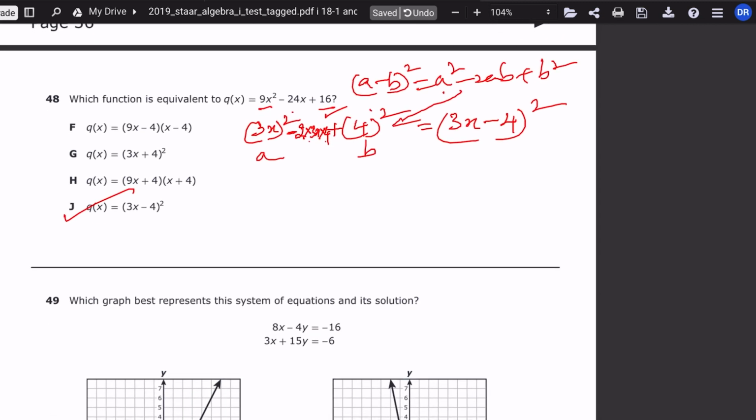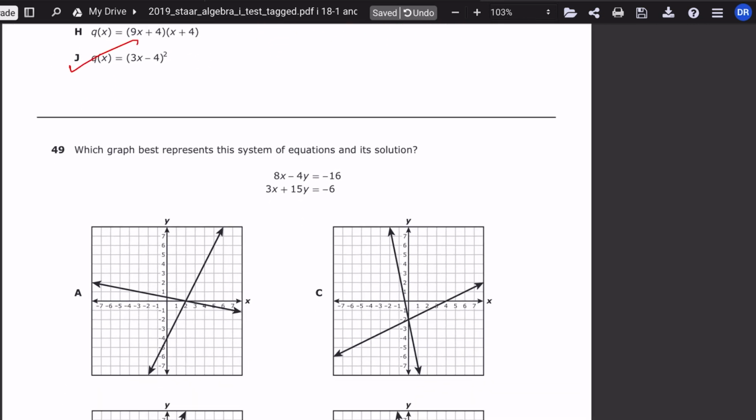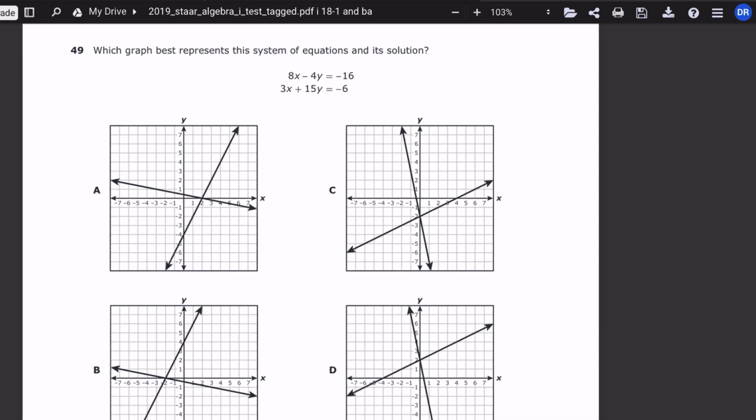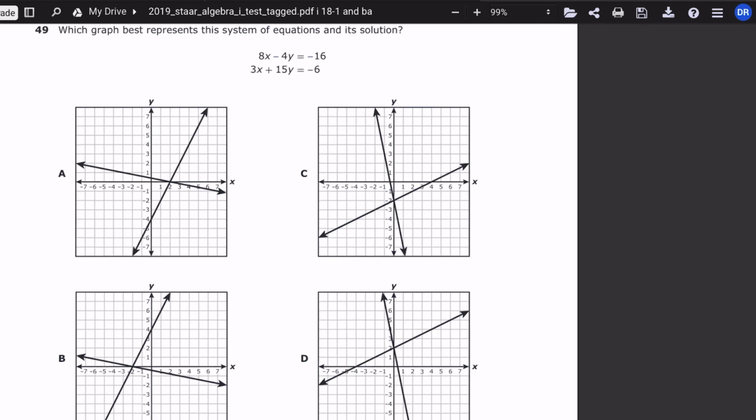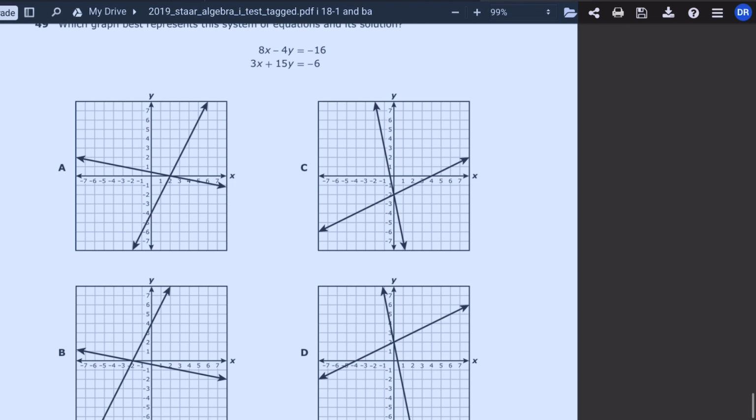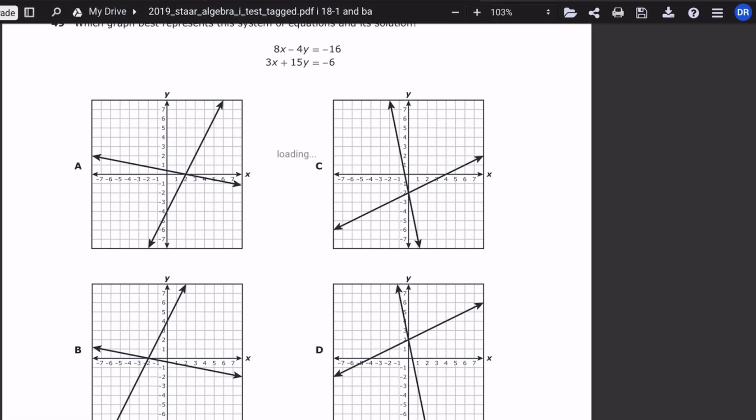Next, which graph best represents the system of equations and its solutions? Now here you have 8x minus 4y is equal to minus 16. So here you have to check for what is the y-intercept and what is the x-intercept, and the solution is also given for us. You can see in the first one the solution is 2, 0.